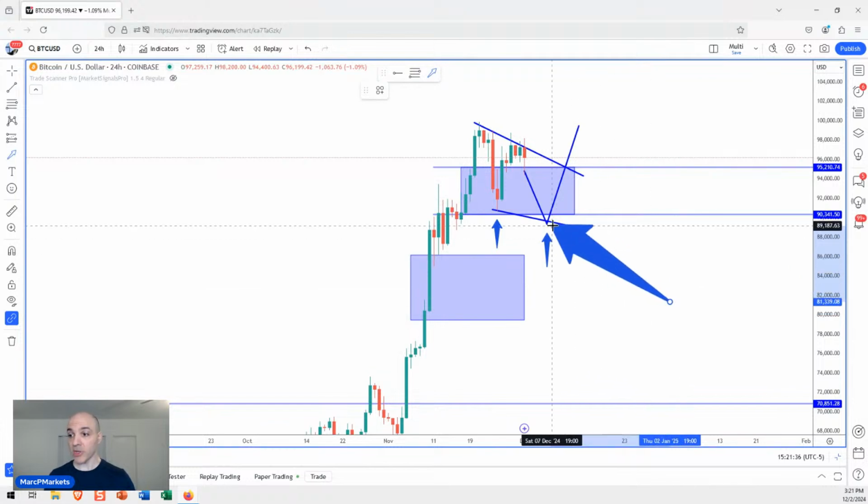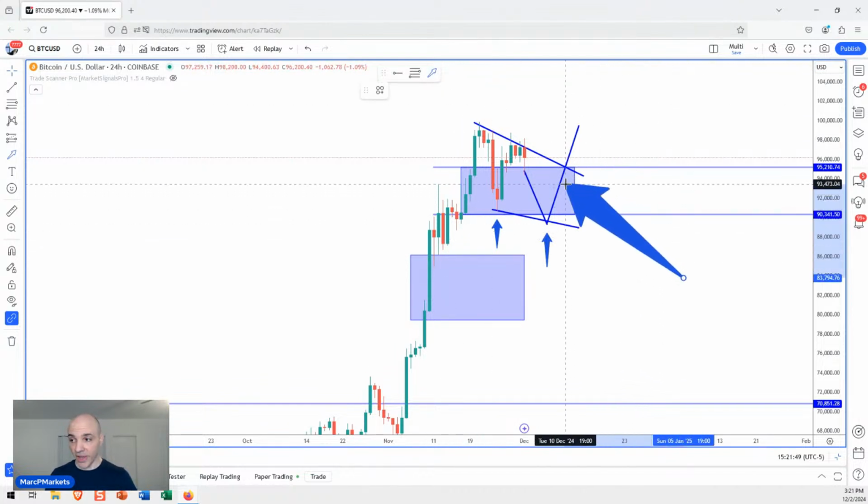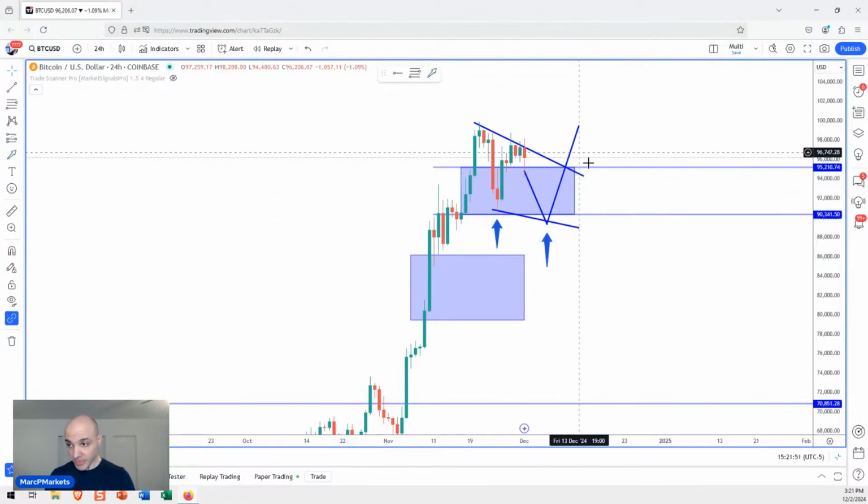The failed low, where it makes a slightly lower low, meaning we test 90K, maybe we go a little bit lower, followed by the reversal confirmation. When you get the reversal confirmation, then this is the leg that you should be anticipating. Now, how high does that leg go is anyone's guess.